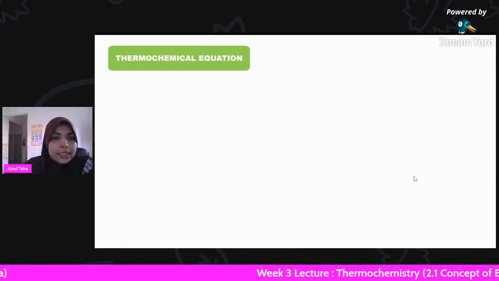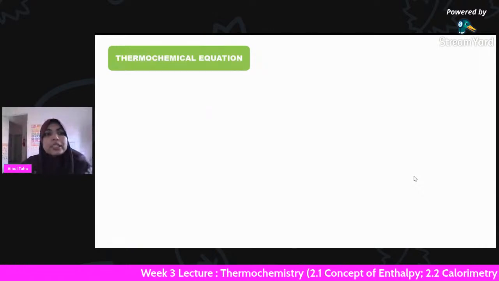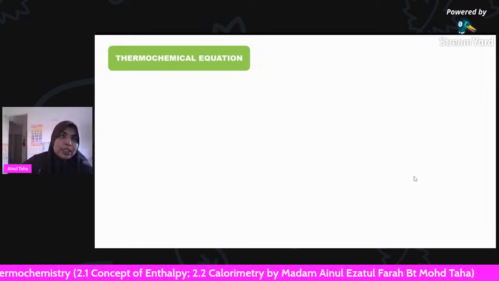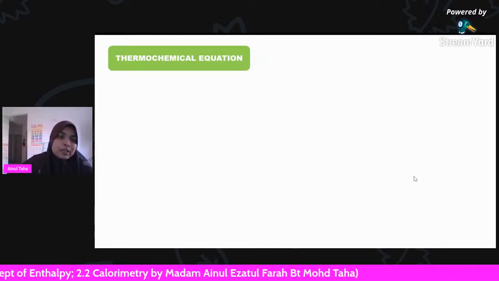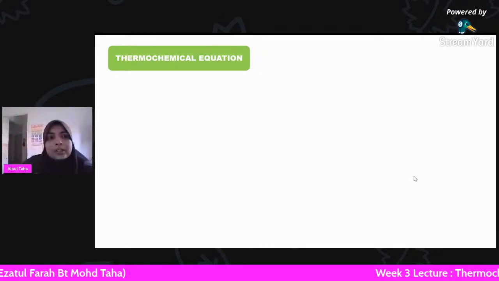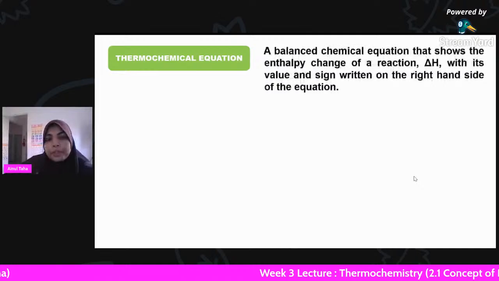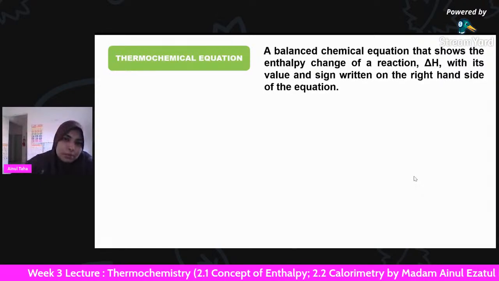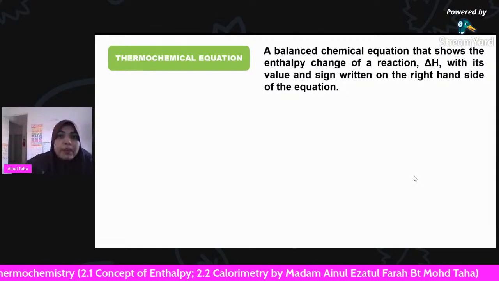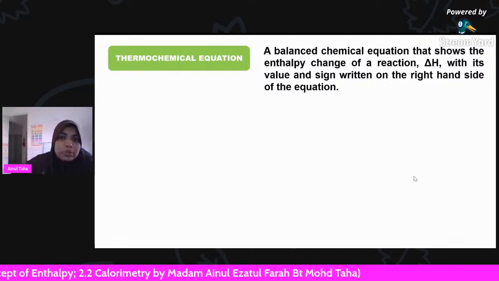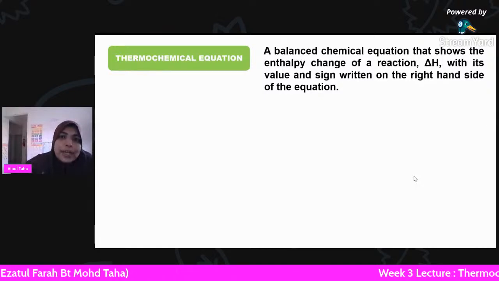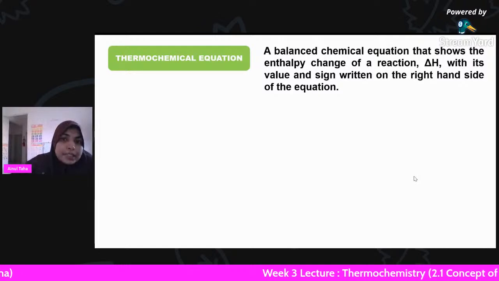Okay, next, the thing that you need to know is thermochemical equations. So normally you already know well about chemical equations, but this time, in the topic of thermochemistry, you also need to know about thermochemical equations. So what is a thermochemical equation? A thermochemical equation is a balanced chemical equation that shows the enthalpy change of a reaction with its value and sign written on the right hand side of the equation.